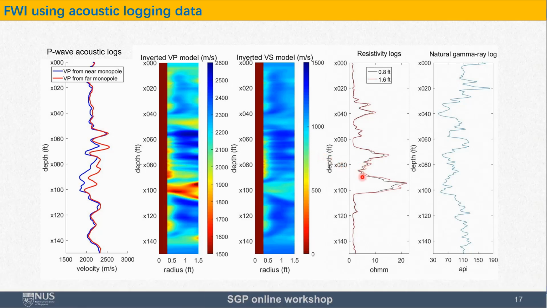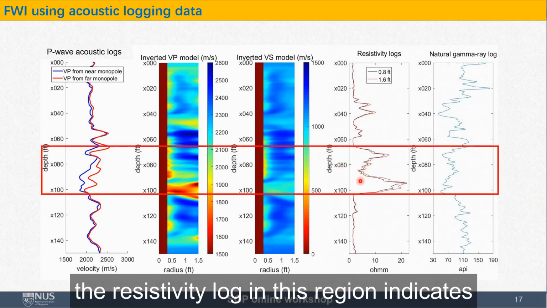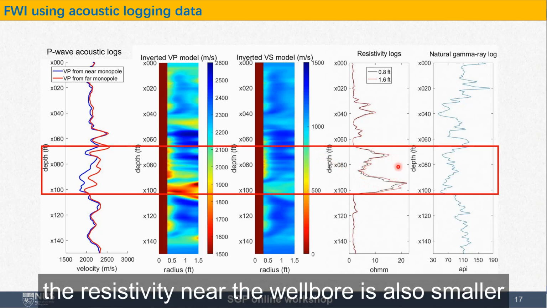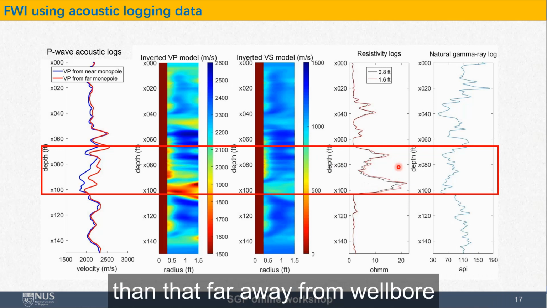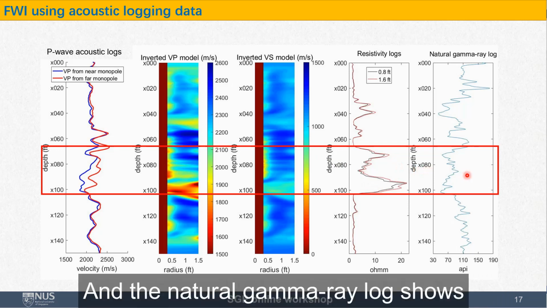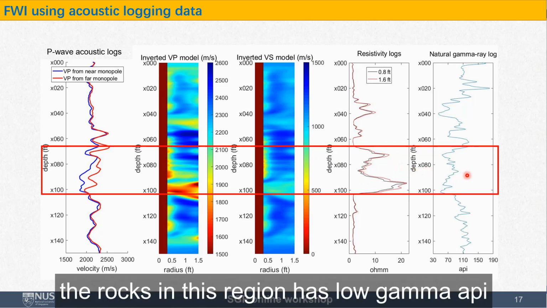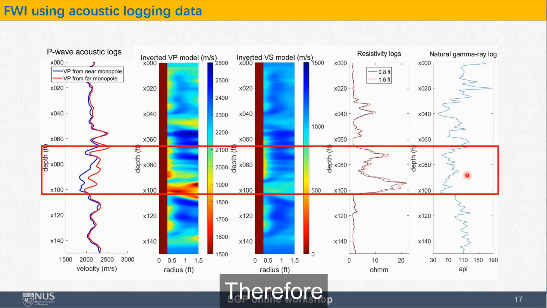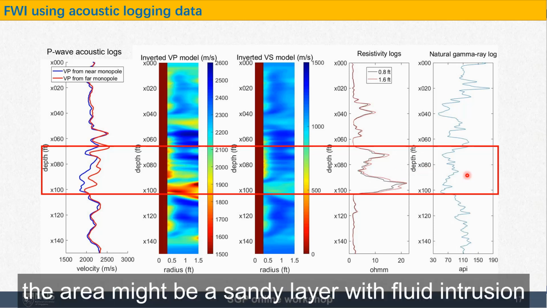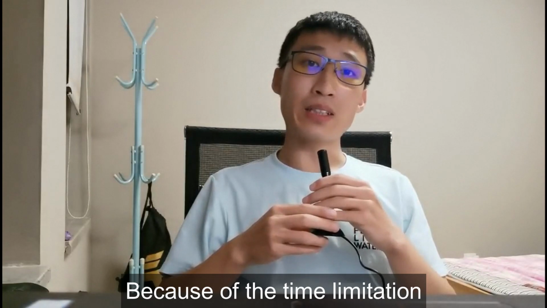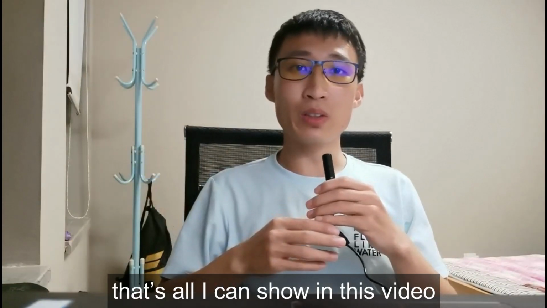For example, the resistivity log in this region indicates the resistivity near the wellbore is also smaller than that far away from the wellbore. And the natural gamma ray log shows the rocks in this region have low gamma API. Therefore, the area might be a sandy layer with fluid intrusion. Because of time limitation, that's all I can show in this video.